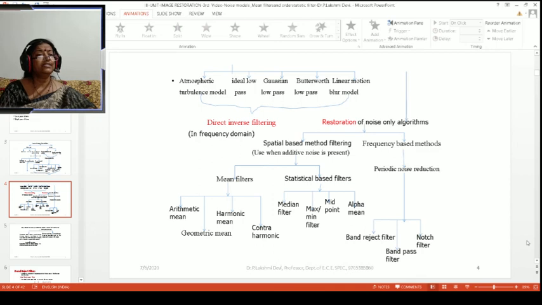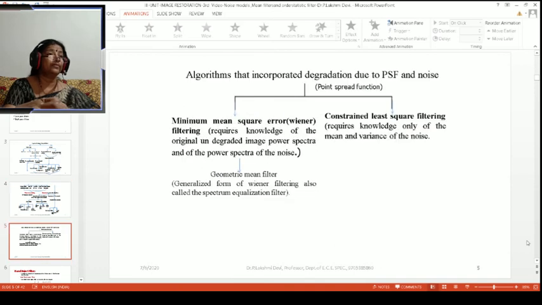Then coming to the frequency based methods, for periodic noise reduction, we will concentrate today on periodic noise reduction filters only. Those are band reject filters, band pass filters, and notch filters. High pass and low pass filters were already completed in the last discussions, but for understanding's sake, here I would like to show the high pass, low pass and band pass filters also.